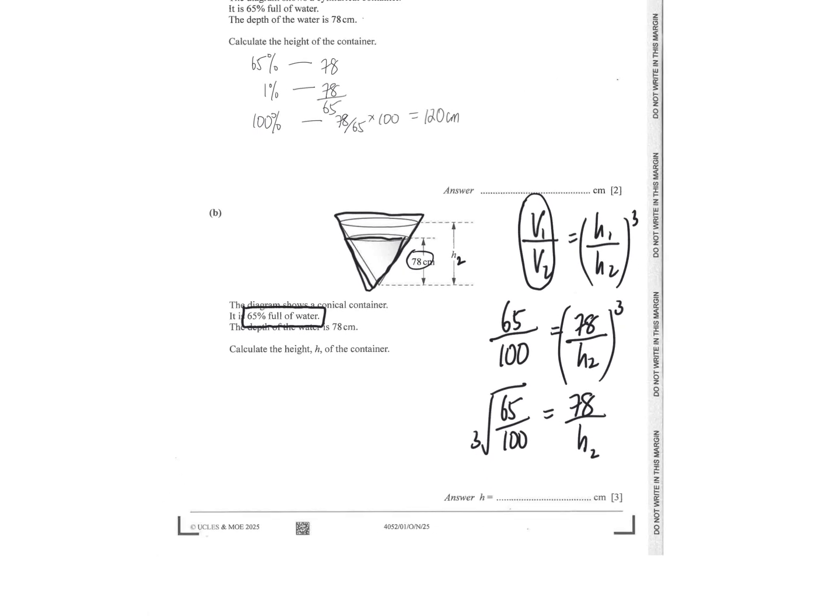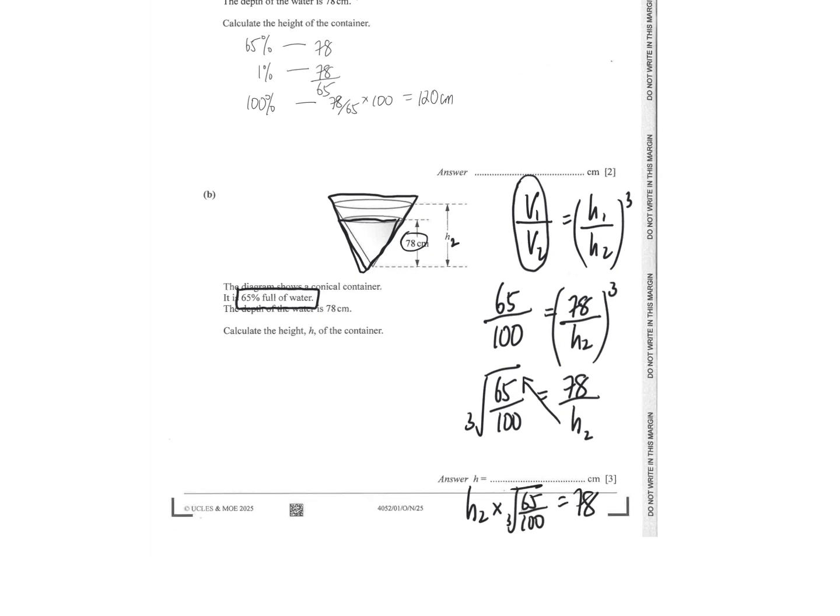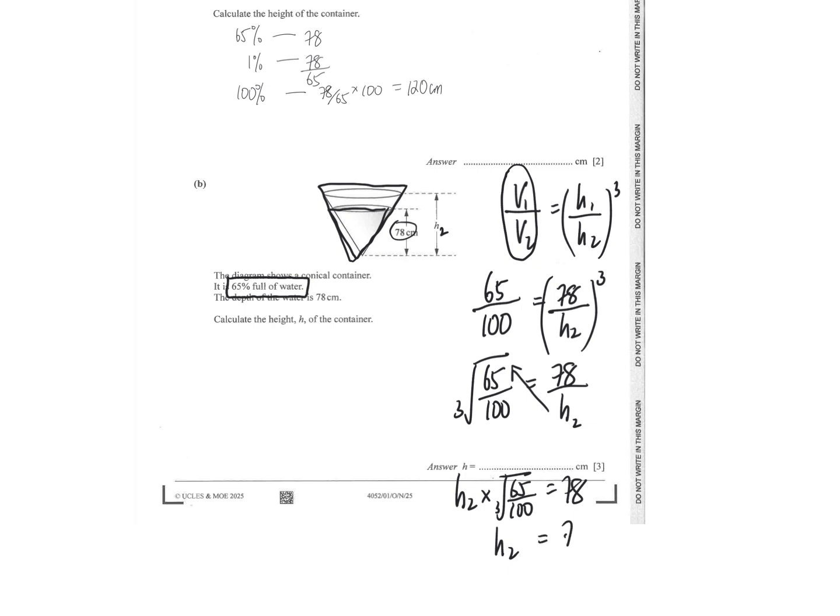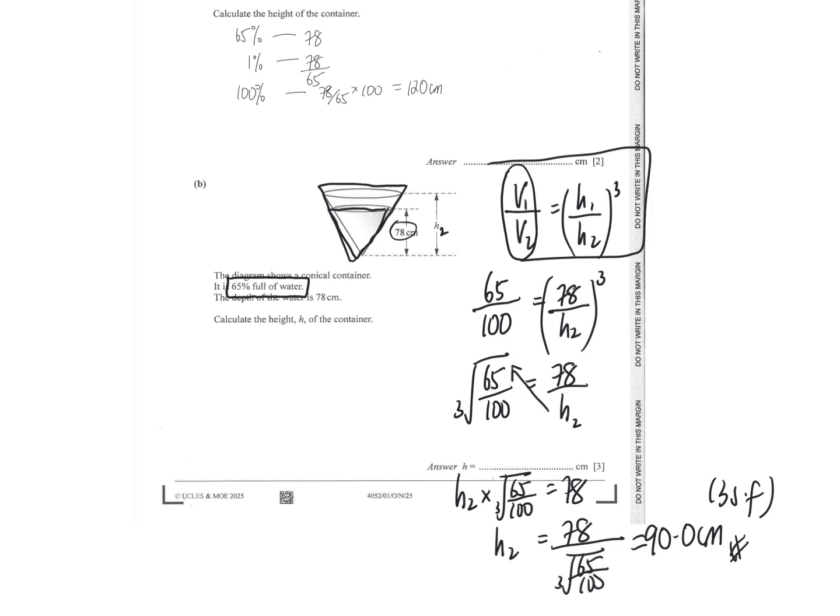So how to find H2? You cross multiply. So H2 is just 78 divided by this number. So you will get 90.0 cm, 3SF. So this question, the main thing is to use this ratio.